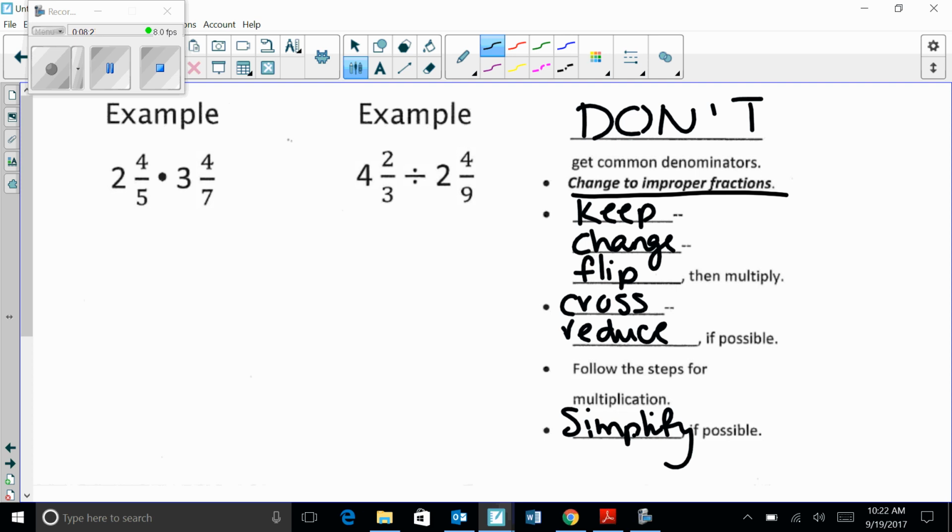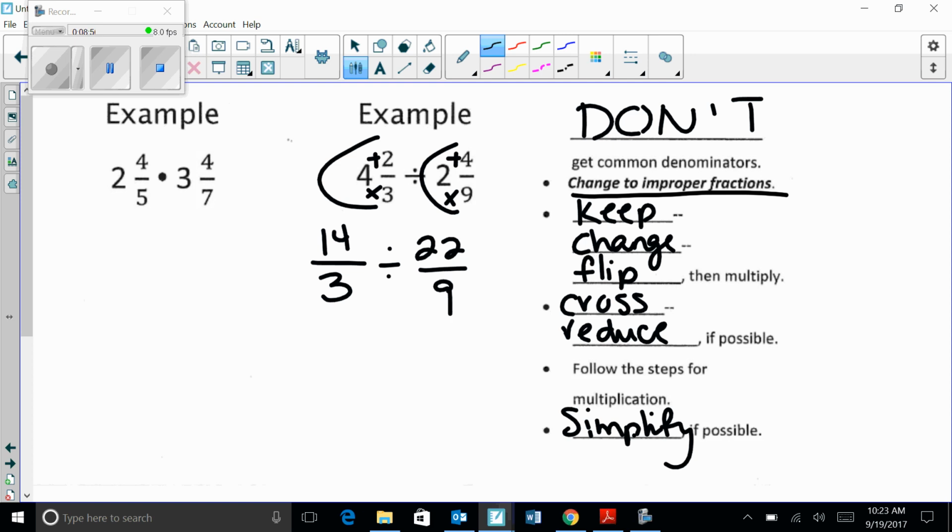Okay, so we're going to start by doing around the world. So 3 times 4 is 12. 12 plus my 2 is 14/3. You notice I'm bringing down my division sign because I'm not ready to do anything else. I have to turn these improper first. 9 times 2 is 18. 18 plus 4 is 22/9.